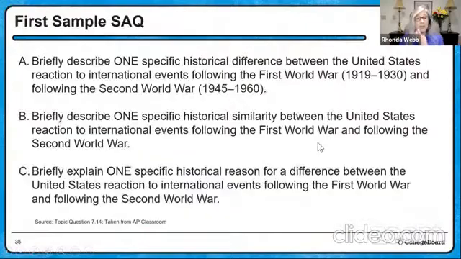Samples. So let's look at some questions here. So we've got: briefly describe one specific historical difference between the United States reaction to the international events following the First World War and following the Second World War. So this is a comparison question because we're looking at difference. And then briefly describe a specific historical similarity. So again, tying into comparison between the two world wars. And then we want to come back to the difference and talk about the reason for the difference between them.